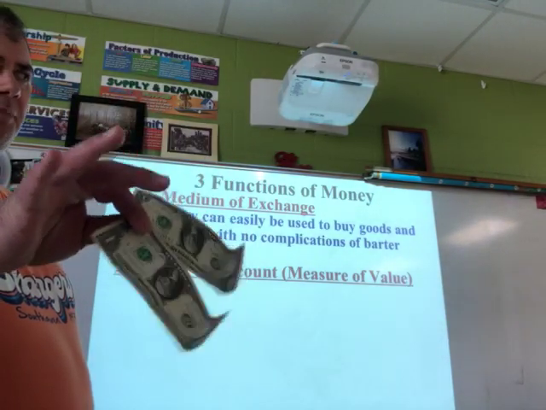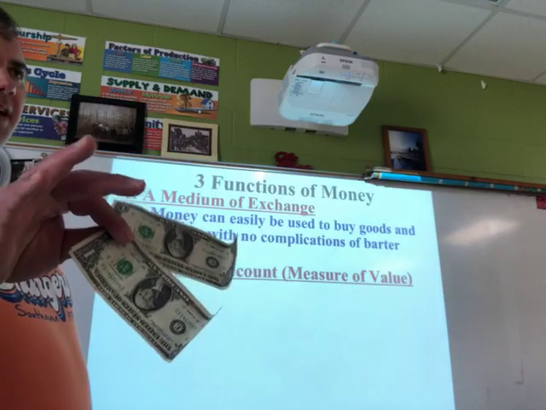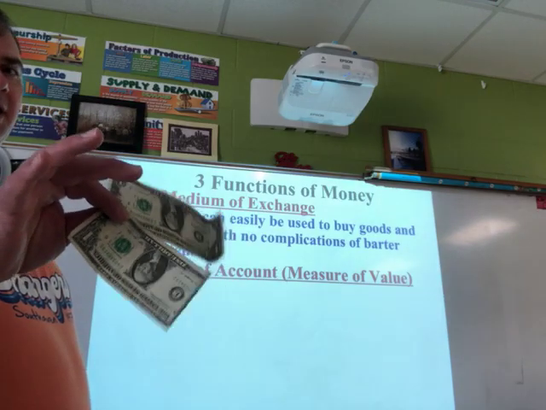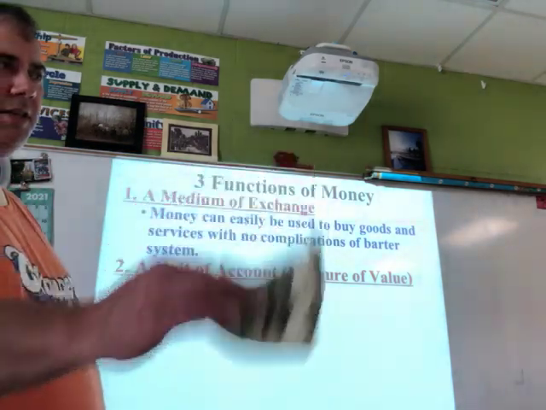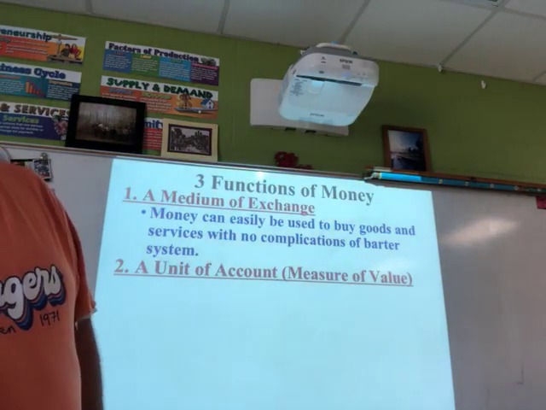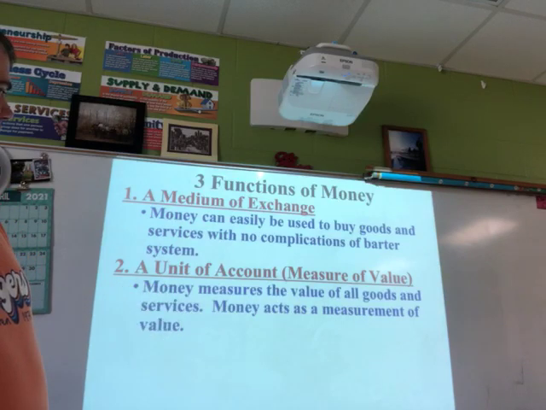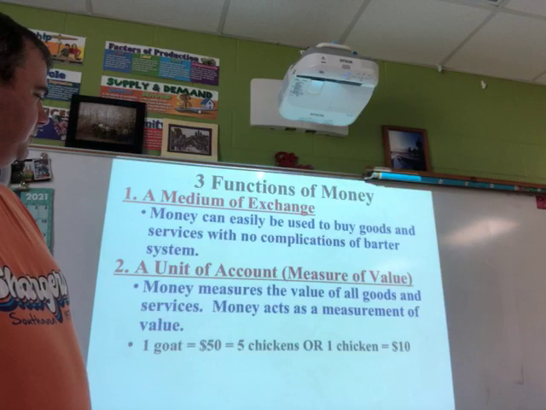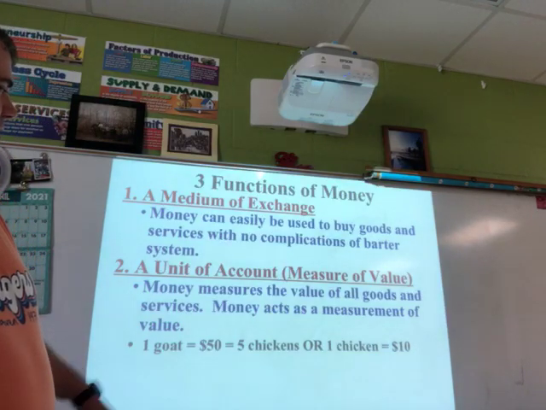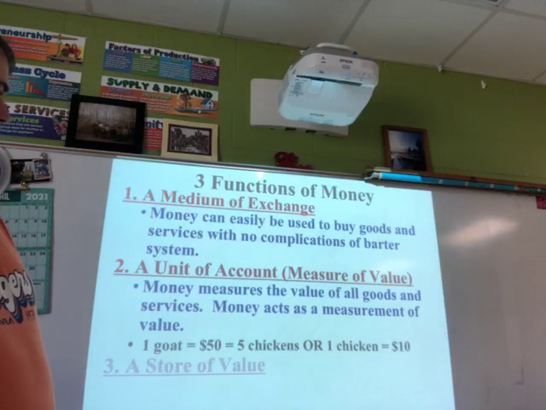How many of you have a job? Okay, and you calculate how many hours you've got to work to earn so much of these. So, money measures value. It measures the value of all goods and services. Money acts as a measurement of value. Okay, 1 goat equals $50, equals 5 chickens, or 1 chicken equals $10.